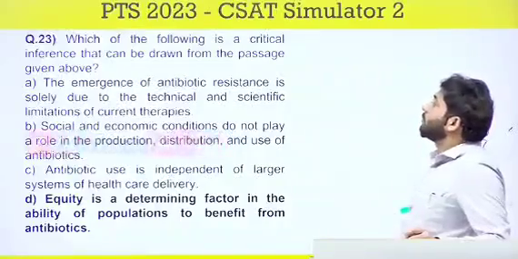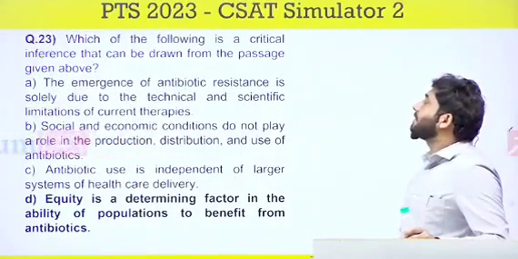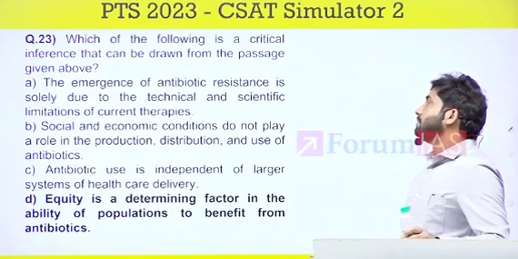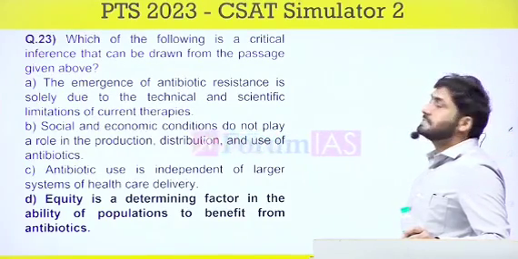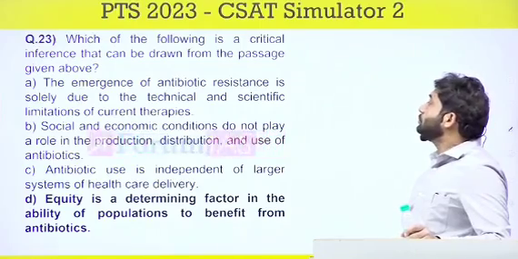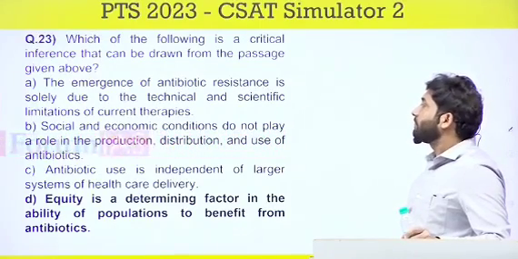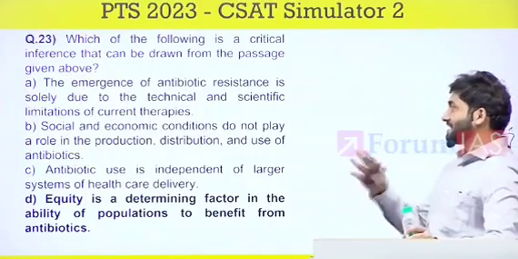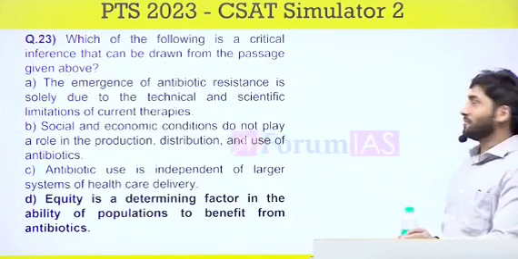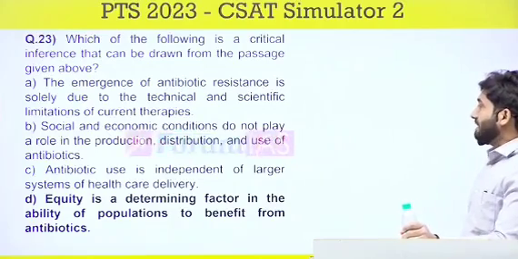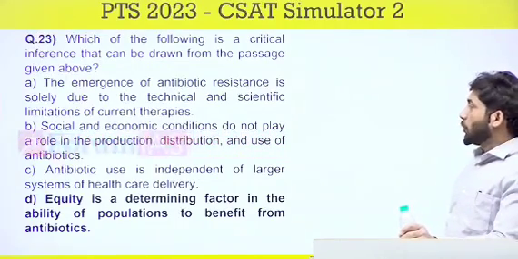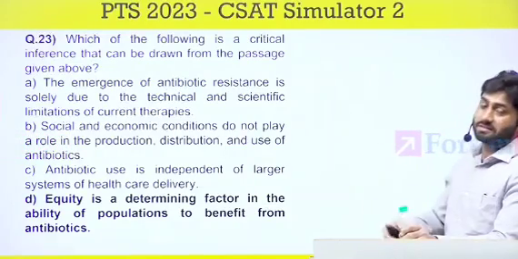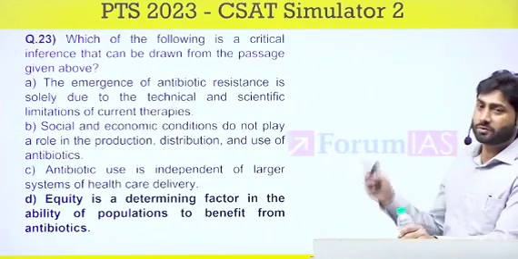Question: which of the following is a critical inference that can be drawn from the passage given above. The emergence of antibiotic resistance is solely due to the technical and scientific limitations of current therapies. This was not mentioned, though it talked about the resistance, but this reason was not mentioned. Next, social and economic conditions do not play a role in the production, distribution, and use of antibiotics. It actually does. So it's opposite to what was mentioned in the passage.